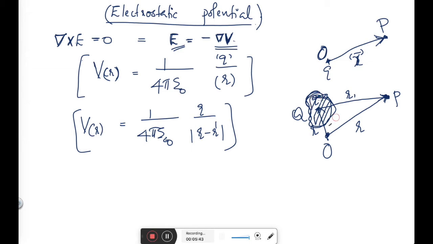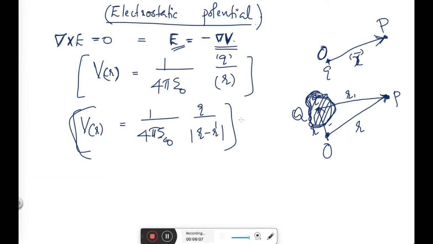Then we can say that the distribution will look like a point charge, and you can approximate this distribution to be a point charge and still apply this equation. You can write it as total charge Q, and for a charge distribution, V of r equals 1 by 4 pi epsilon 0 Q by mod r minus r dash.